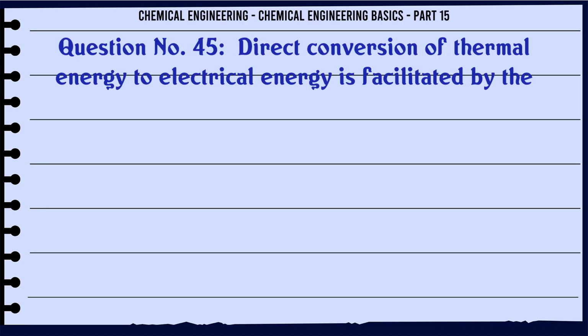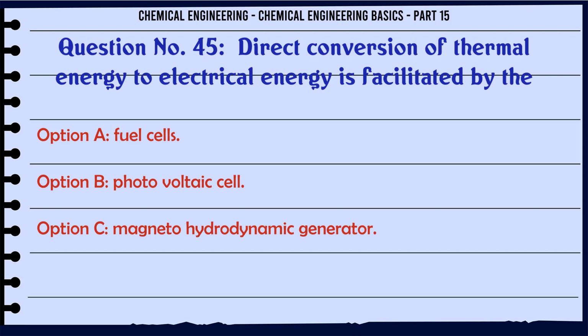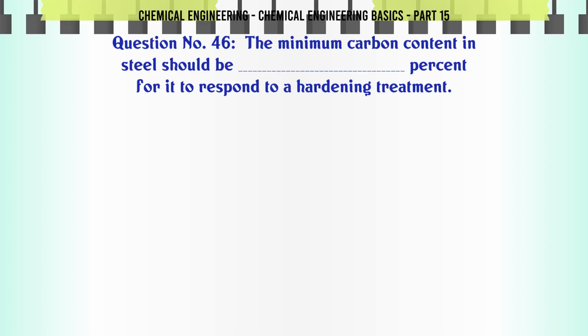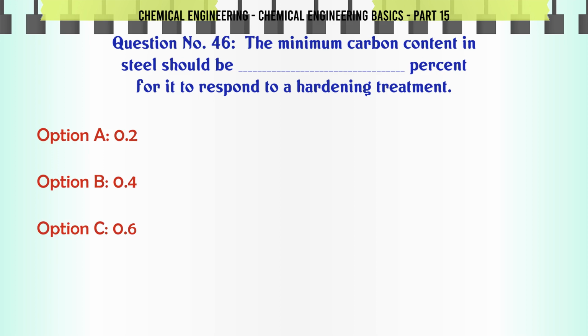Direct conversion of thermal energy to electrical energy is facilitated by the A. Fuel cells. B. Photovoltaic cell. C. Magneto-hydrodynamic generator. D. None of these. The correct answer is magneto-hydrodynamic generator.